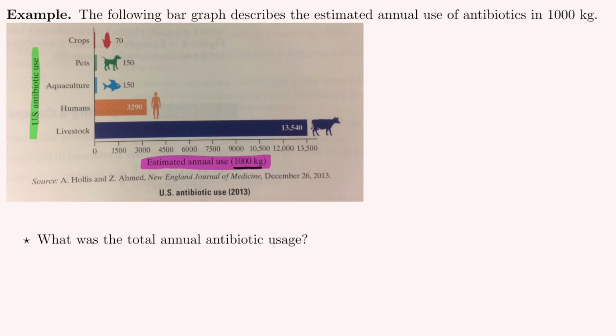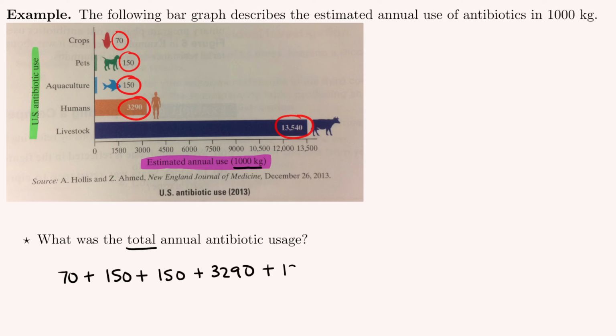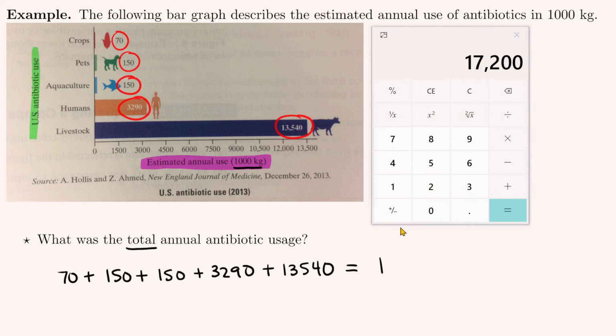So our first question asks us, what is the total antibiotic use? And to answer this, we would just take each of the individual categories amount and then add those all together. Add these in our calculator and we'll get 17,200,000 kilograms.